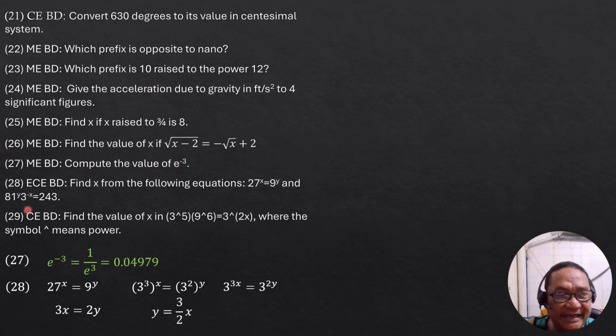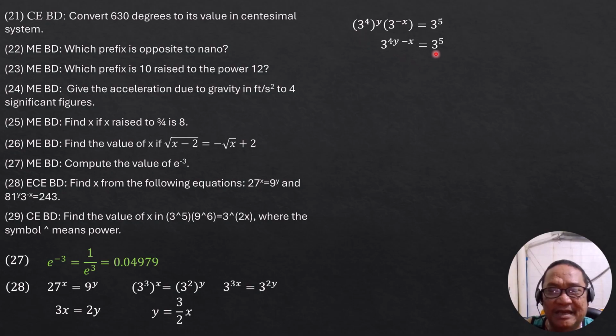So for the second equation, 81, 3, and 243 are all in terms of 3. 81 is 3 to the 4th, 3 is just 3, and 243 is 3 to the 5. So 3 to the 4th quantity to the y times 3 to the negative x equals 3 to the 5. So these two can be combined and written as 3 to the 4y minus x equals 3 to the 5.